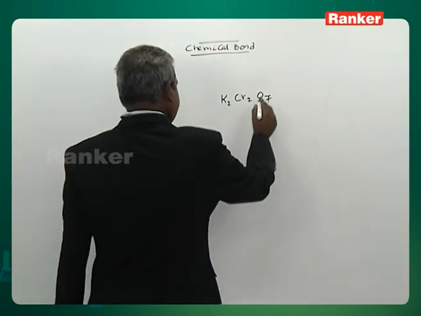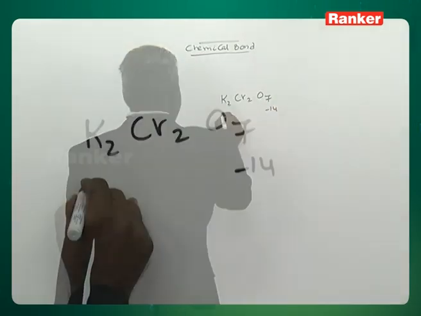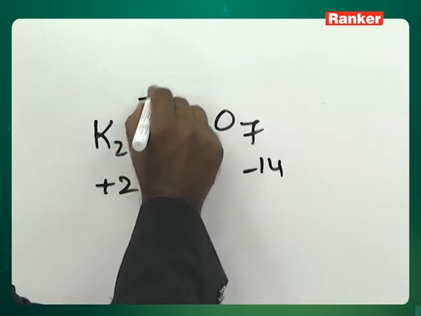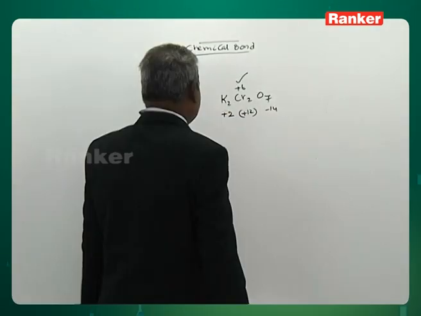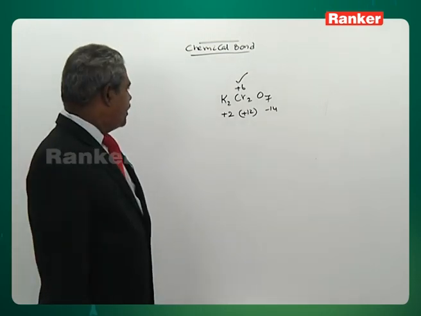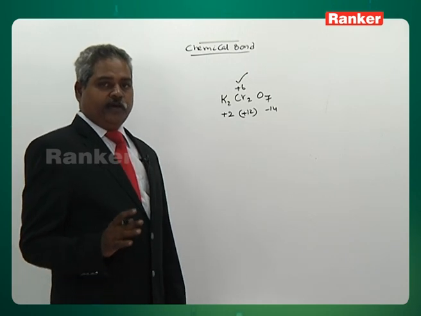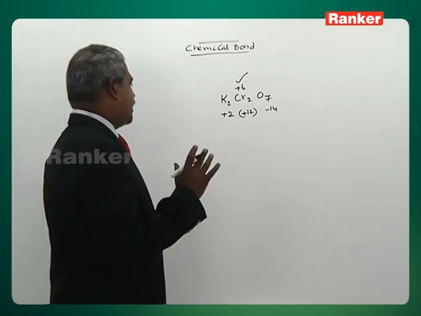decide the chromium: minus 14, 2 potassiums fixed plus 2, plus 12, each chromium plus 6. Potassium dichromate. So, what is the oxidation state of chromium here? Plus 6. So, that is how we have to find oxidation state categorically.